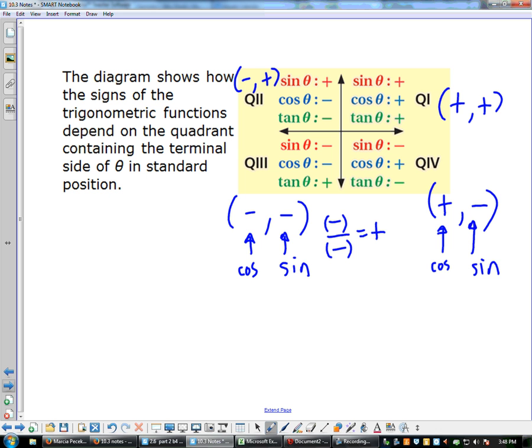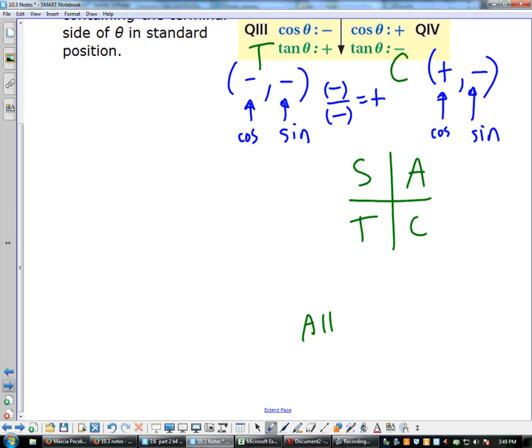And one way to remember this is with an ASTC, right, something like this, ASTC, and if you remember that, all students take calculus, and that's just a little mnemonic way of remembering what's positive in those quadrants.